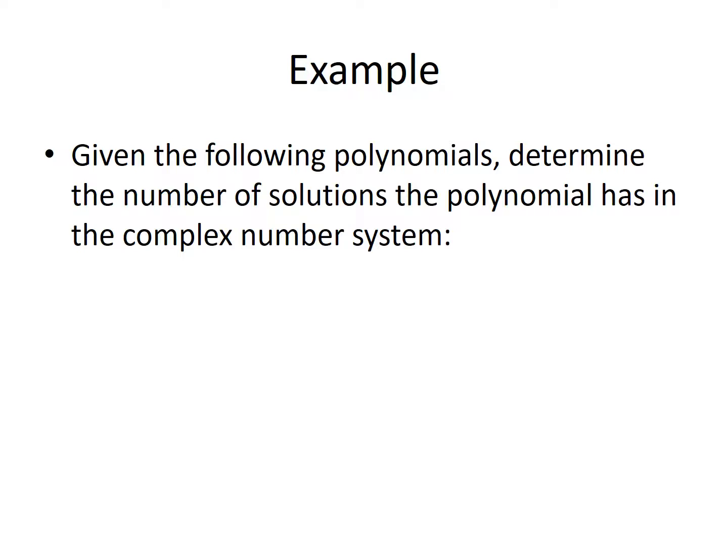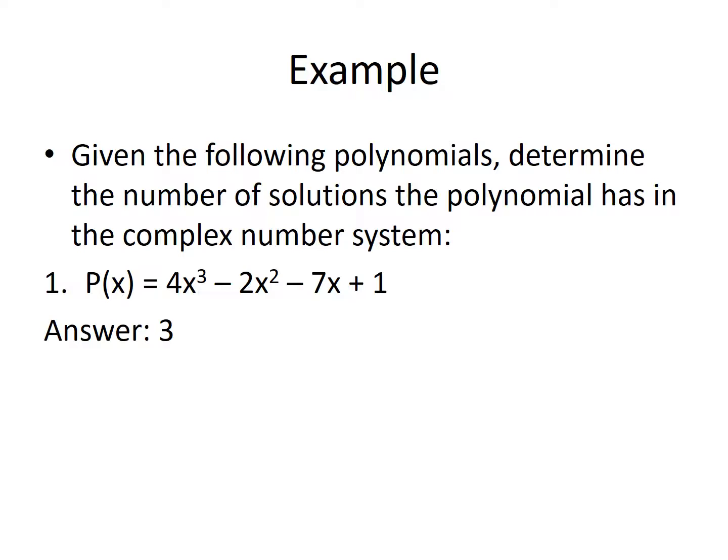So here's an example. Given the following polynomials, determine the number of solutions the polynomial has in the complex number system. If our first polynomial is 4x cubed minus 2x squared minus 7x plus 1, we simply look for the degree of the polynomial to determine the exact number of solutions that it has. And in this case, the degree is 3. So the answer is 3. Which means that there are 3 solutions in the complex number system for this polynomial.